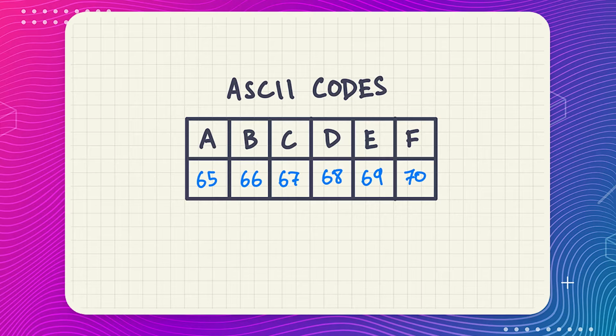So how do we go about implementing this in Python? Well, it turns out that computers actually have a special number for each letter of the alphabet. And luckily for us, they are in order. For example, the letter A is number 65 and B is 66. This is a universally accepted standard, and it's called ASCII codes. You can look it up on Wikipedia.